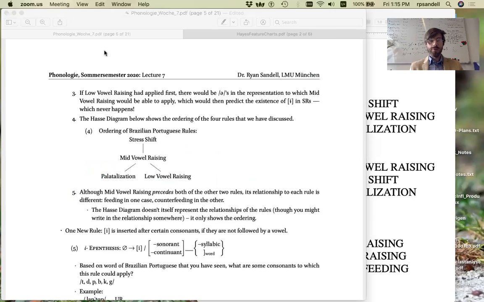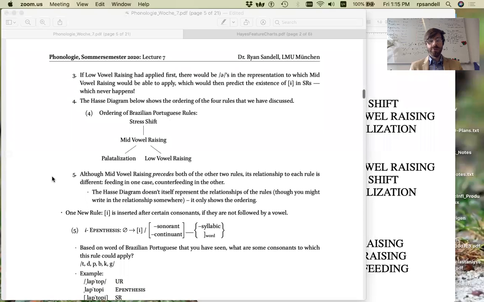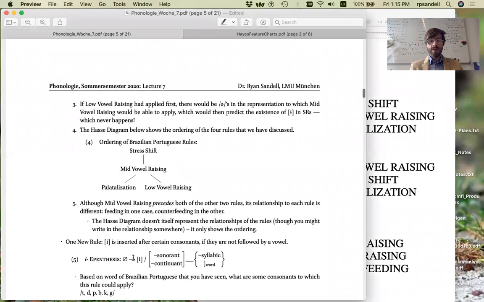Okay, let's now move on to looking at a further rule, which has some further effects. So I'll just tell you what this rule is, and then I'll show you some cases in which it applies. We'll think about this a little bit. So this rule of E epenthesis states that a vowel E will be inserted between a non-continuant sonorant and a non-syllabic sound or a word boundary. So here the brackets show that it could either be a non-syllabic sound or a word boundary.